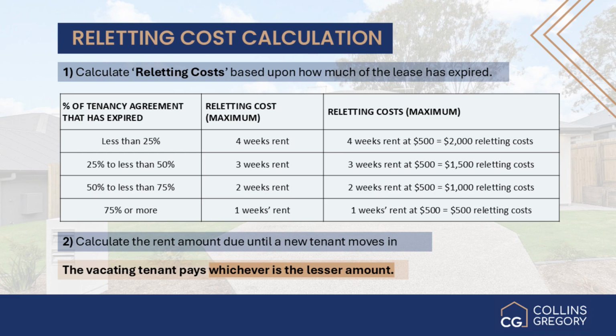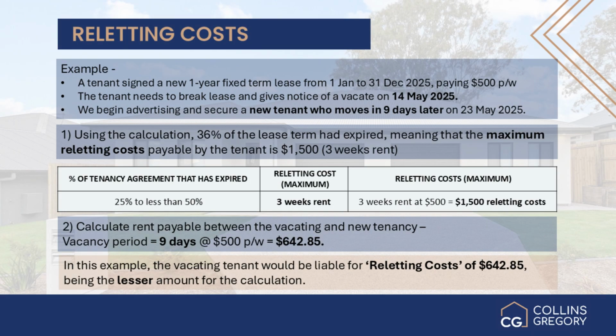Let's work through an example. In our example, our tenant has signed a 1-year lease agreement paying $500 per week, covering from the 1st of January through to the 31st of December. The tenant gives notice to vacate on the 14th of May. We begin advertising to secure a new tenant who then moves in 9 days after, on the 23rd of May.